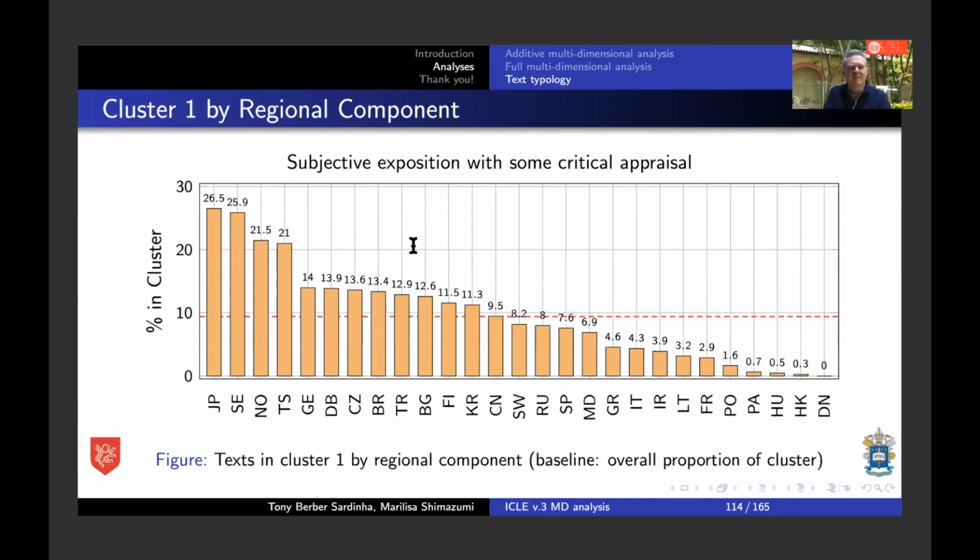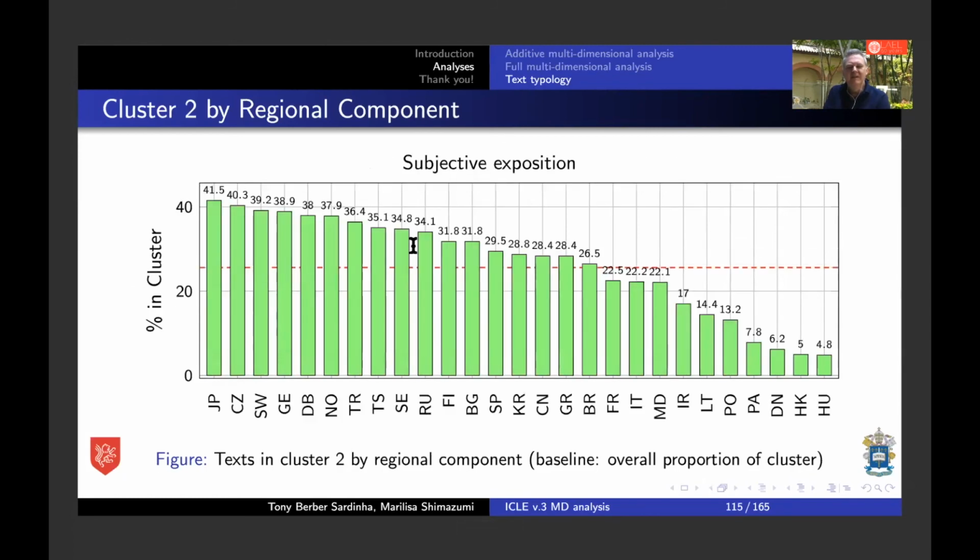So how come, all right? Does anyone have an explanation out there? Are you watching? Are you from Japan? Do you have any theories about that, or from Serbia or Norway? Let us know. Okay, the subjective one, again, most of the texts there are from Japan, but also Czech, Sweden, German, and the Belgian texts.